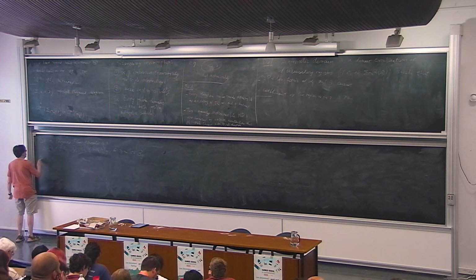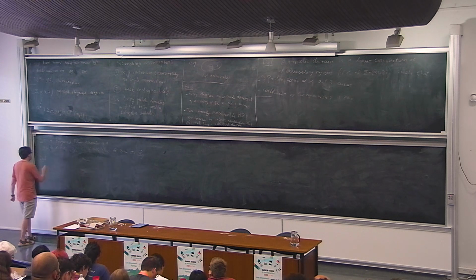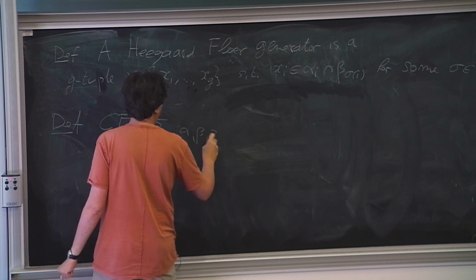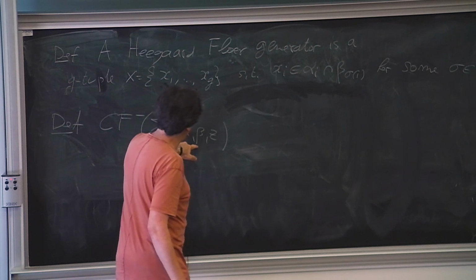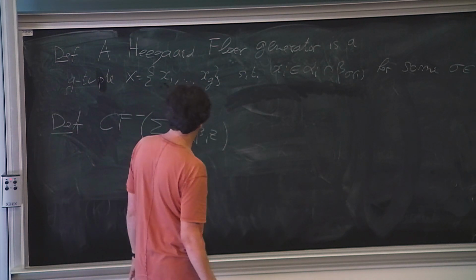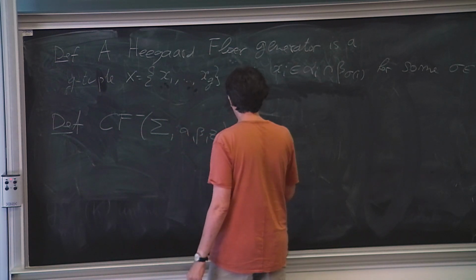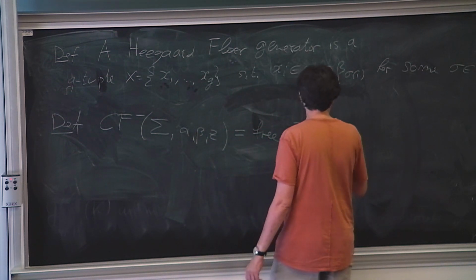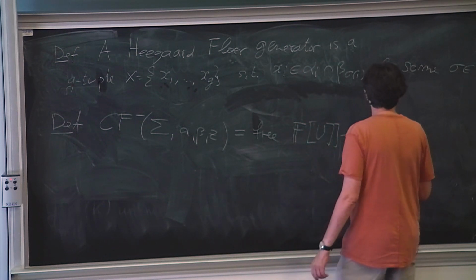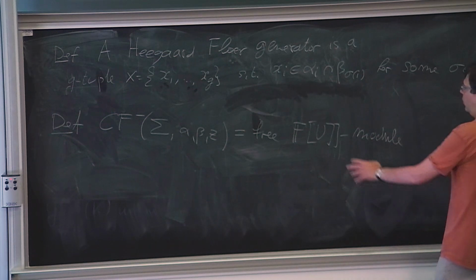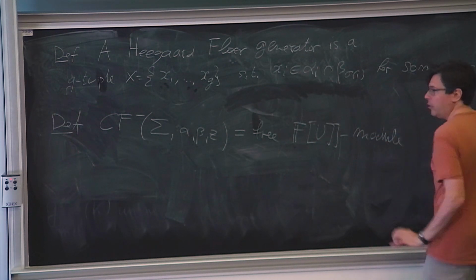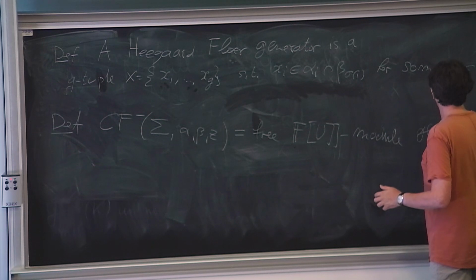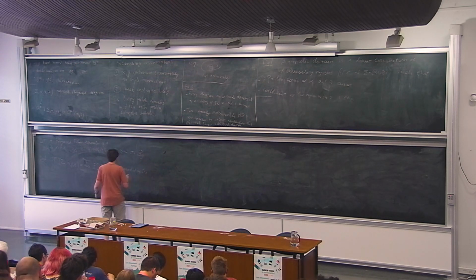So CF minus of this weakly admissible Heegaard diagram, as a module, is the free module over the power series ring on a variable U with coefficients in Z mod 2, generated by the Heegaard Floer generators.